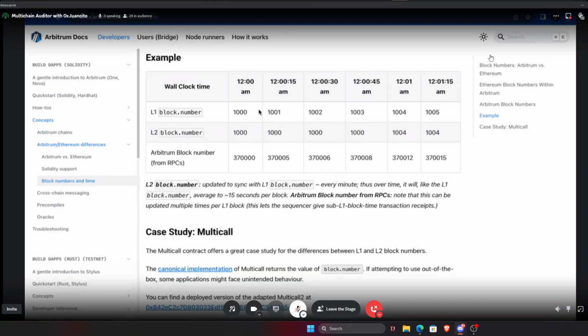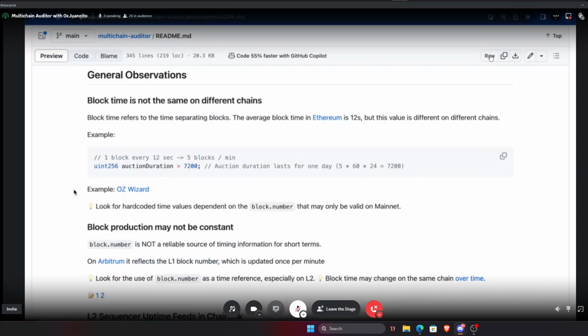It's 1000. You check again when the Ethereum block changes, it's still the same number. You check it again some seconds later, it will still be the same. And after 1 minute, it will be updated, and it will not be a discrete change from 0 to 1 or from 3 to 4, but it will change a block number from 1000 to 1004. And this specific change might lead to other types of vulnerabilities.